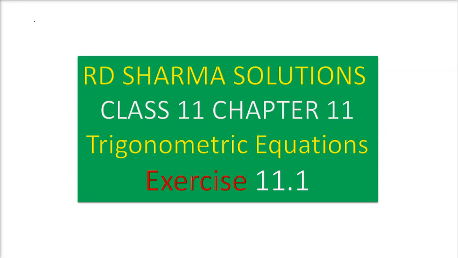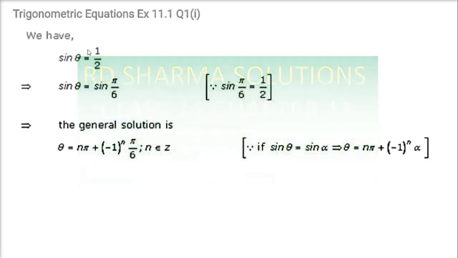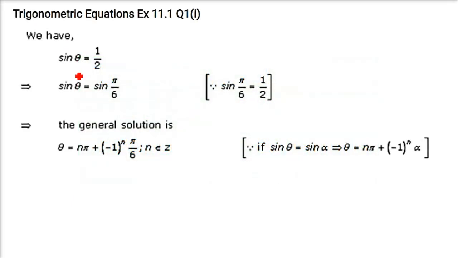We are taking R.D. Sharma Solutions, Class 11th, Chapter 11, Trigonometric Equations. Exercise is 11.1. The first is sin theta is equal to half.